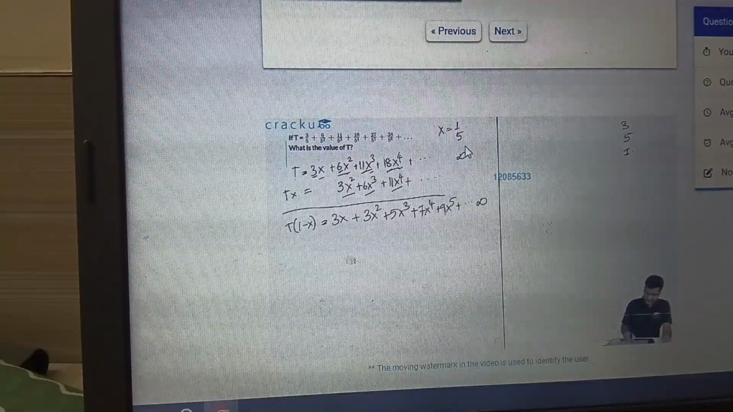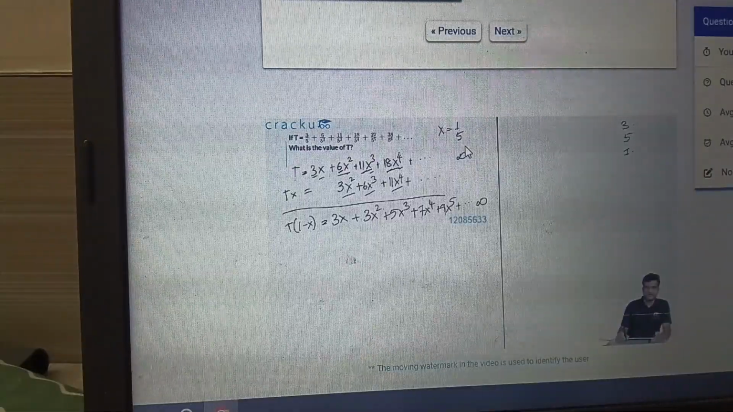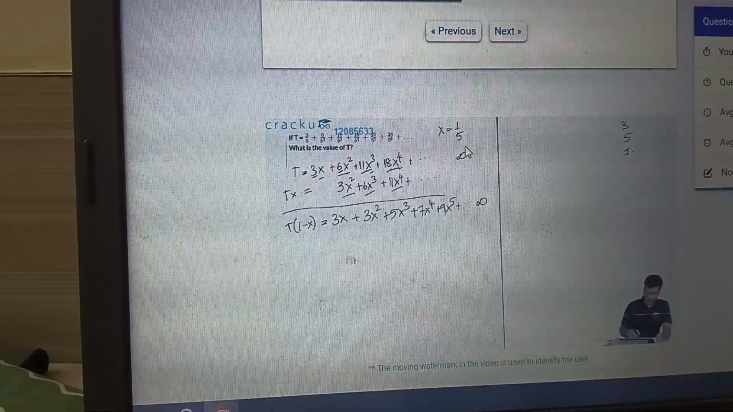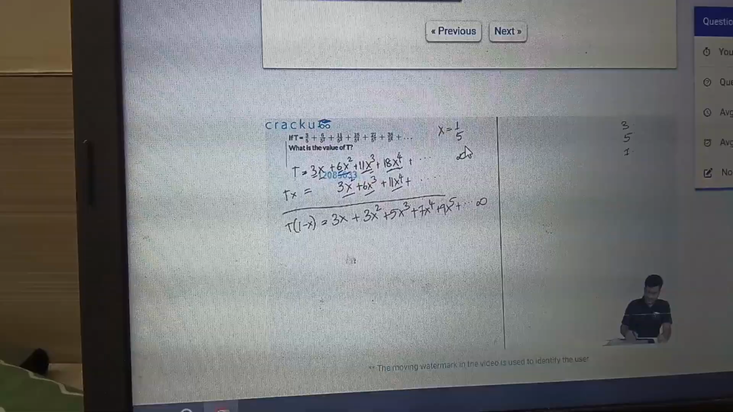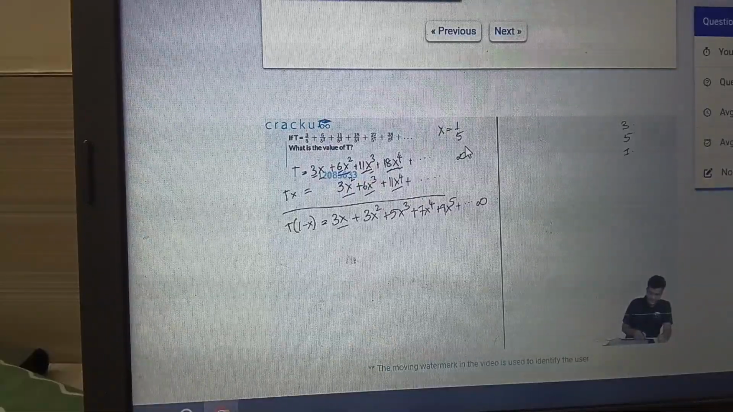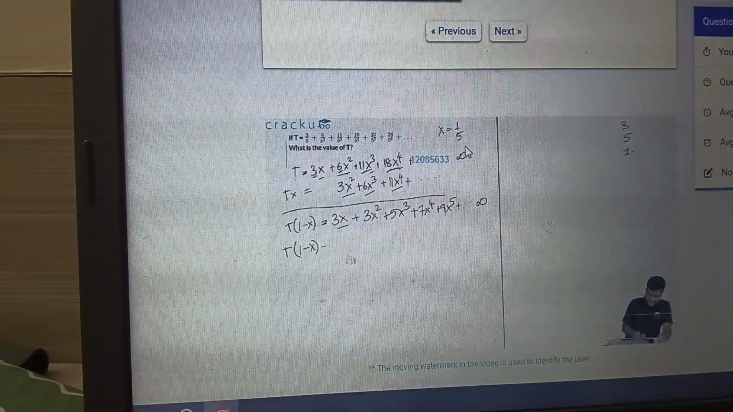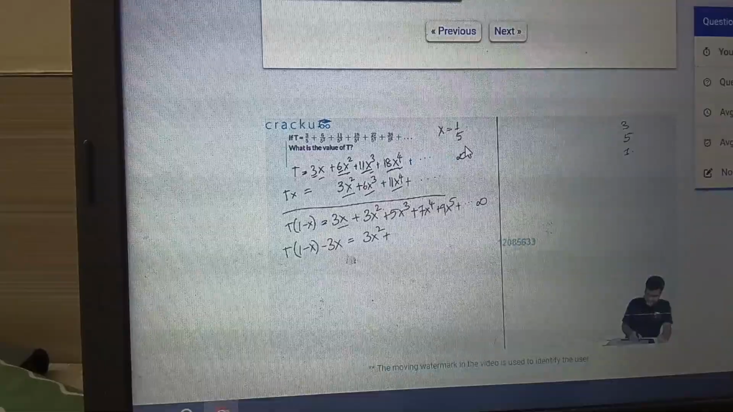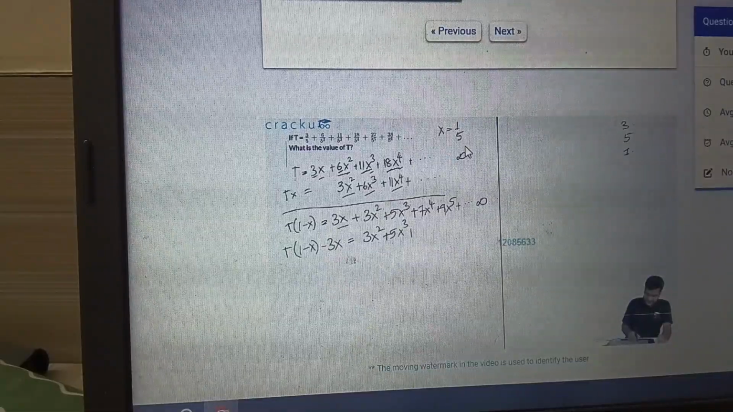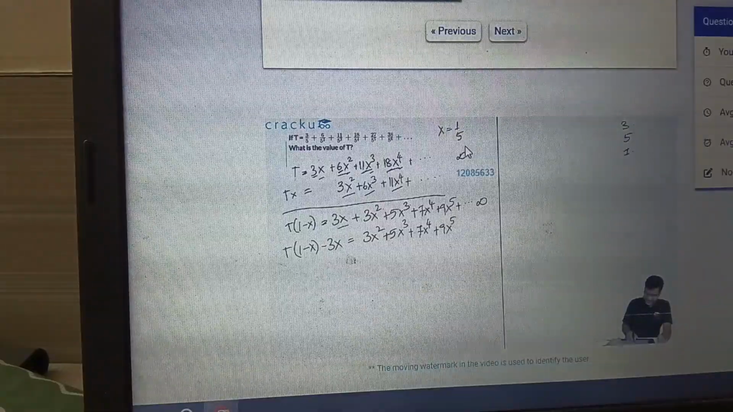plus dot dot dot till infinity. Now notice that the coefficient is in an arithmetic progression. Earlier the difference between coefficients was in an arithmetic progression. Now the coefficient itself is in an arithmetic progression. So what we'll do is quite simple. We'll bring 3x to the other side just for ease. So t into 1 minus x minus 3x is equal to 3x square plus 5x cube plus 7x to the power 4 plus 9x to the power 5 till infinity.